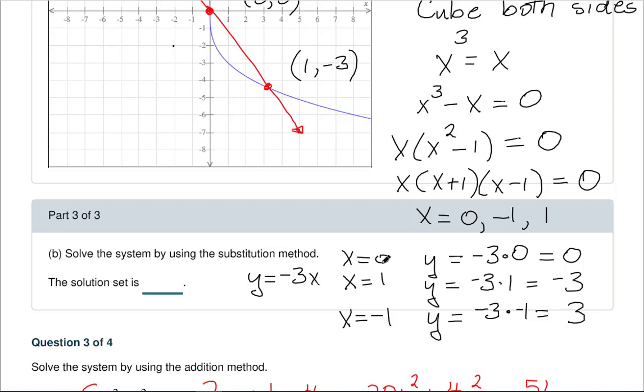And so we get the point 0, 0. That didn't look very good. We get the point 0, 0. We get the point 1, minus 3. And we get the point minus 1, positive 3 for the three places of intersection.